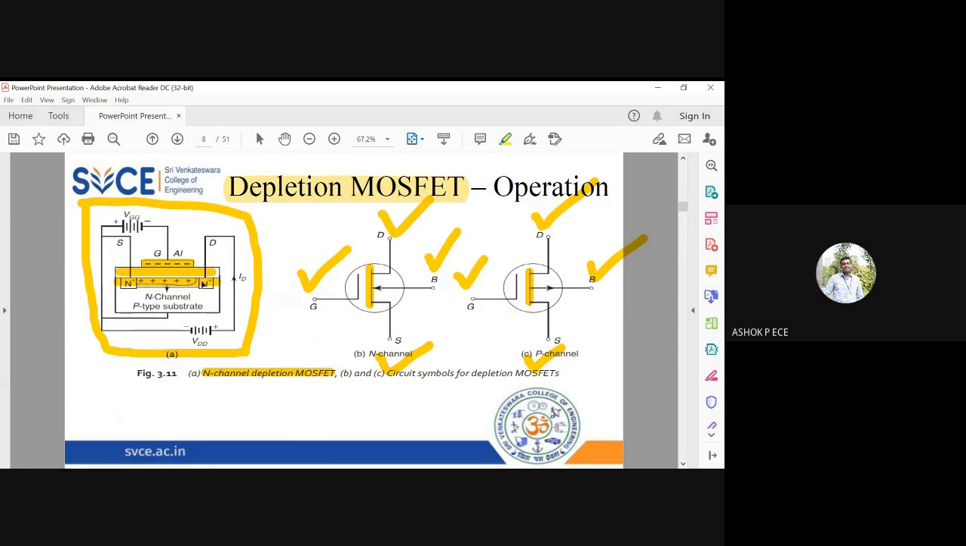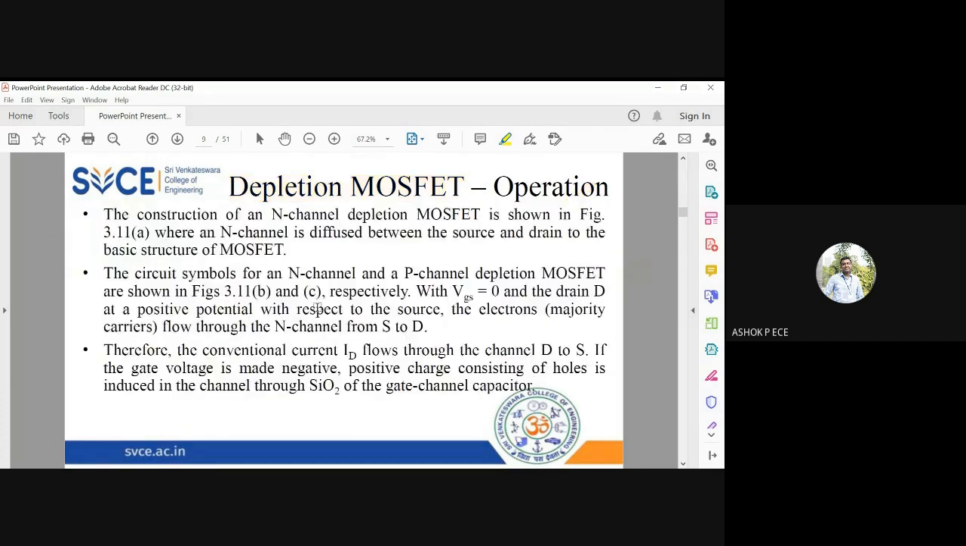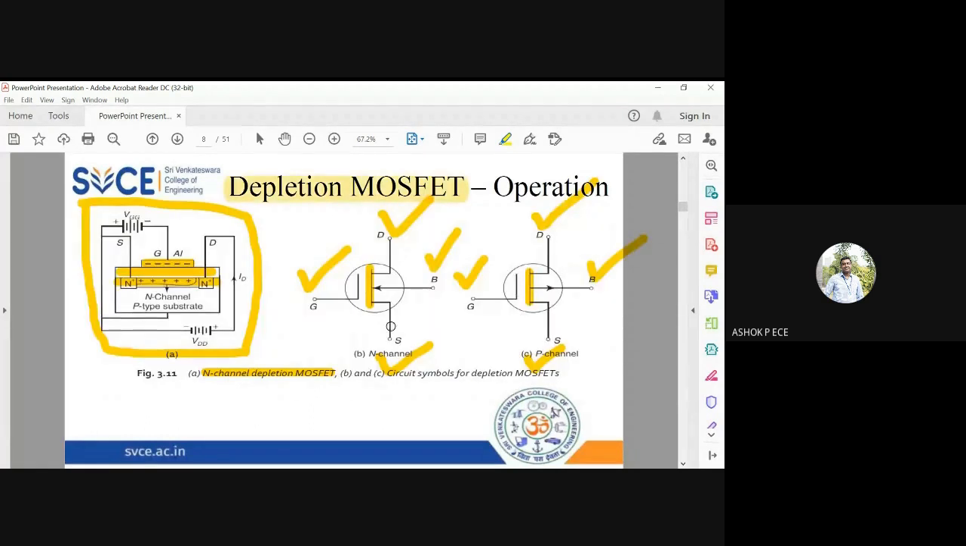That is what is indicated in the diagram also. See, this is an N channel. In N channel, because of the negative voltage, I am inducing more holes into my channel. The effective number of electrons will be reduced, which will result in reduced drain current. For construction, an N channel is diffused between the source and drain to create the basic structure of MOSFET, which you already know. The symbols for N channel and P channel MOSFET are shown. You have a straight line for depletion MOSFET and a broken line for enhancement MOSFET.